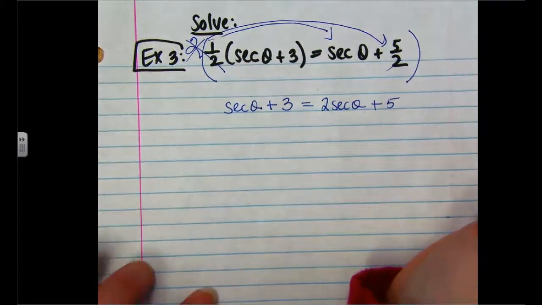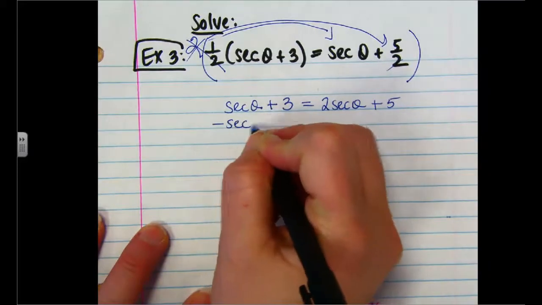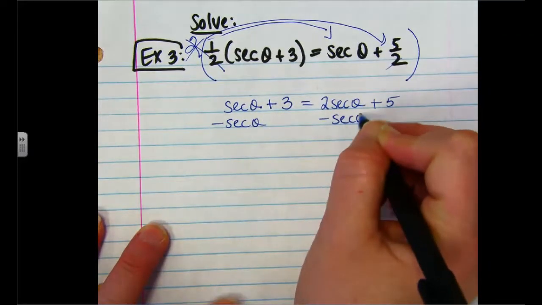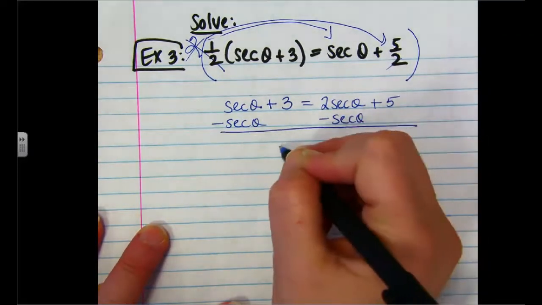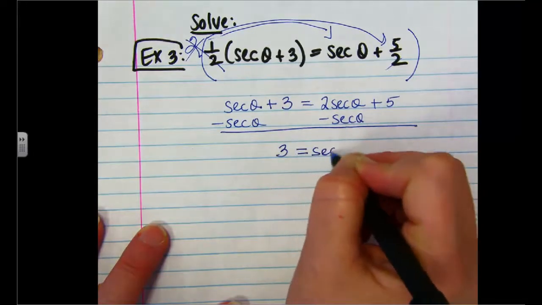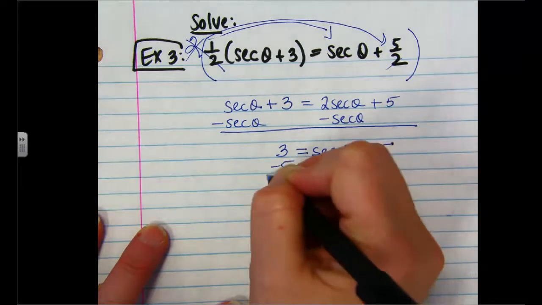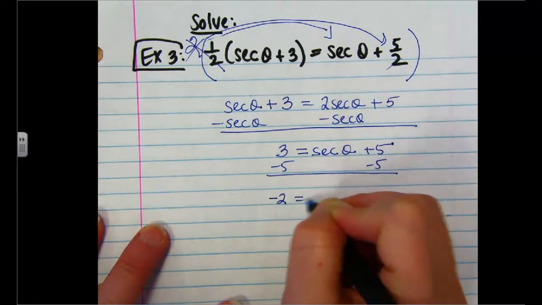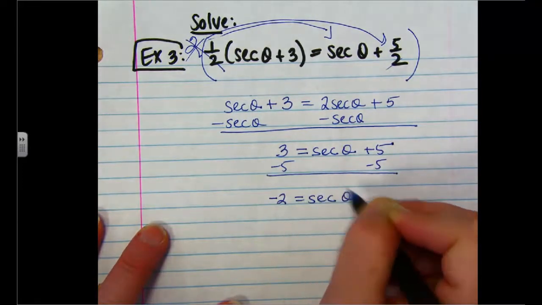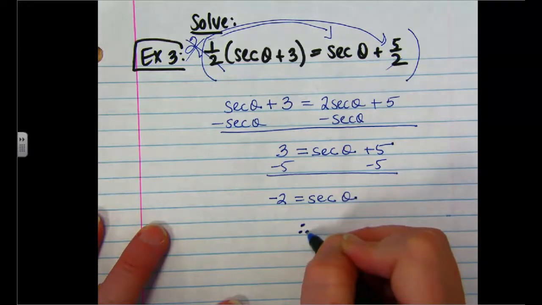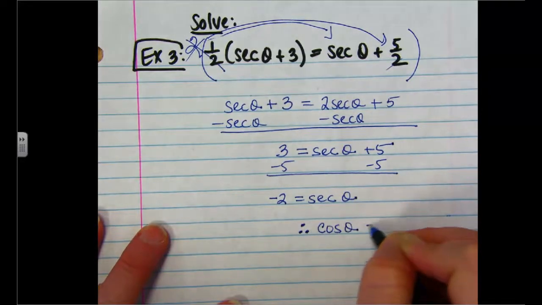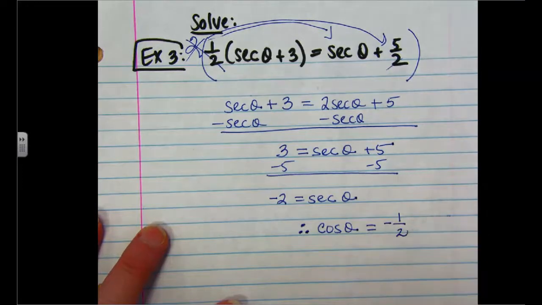Now again, I'm solving. I need my secants together, so I subtract a secant theta from both sides. I have 3 equals secant theta plus 5. Subtract 5. And secant theta is negative 2. Well, I don't know much about secant, except that it's the reciprocal of cosine. So if secant theta is negative 2, cosine theta is negative 1/2.